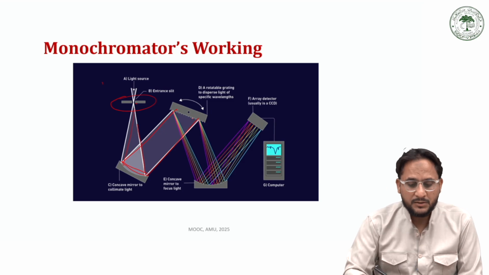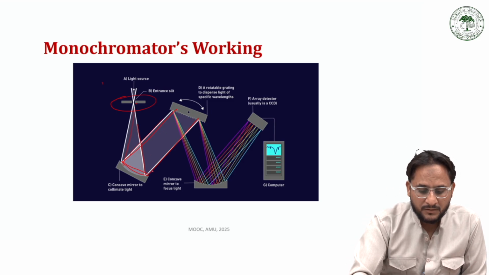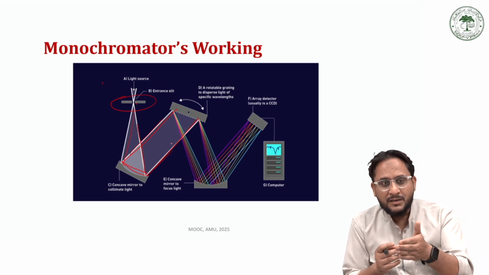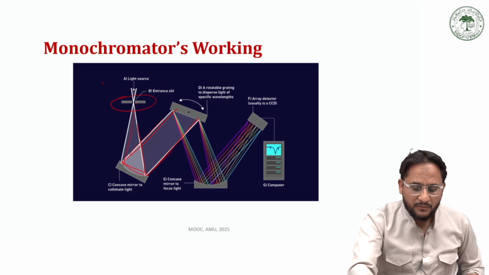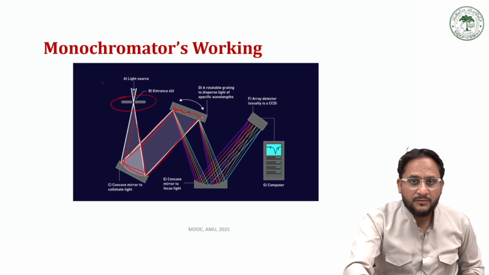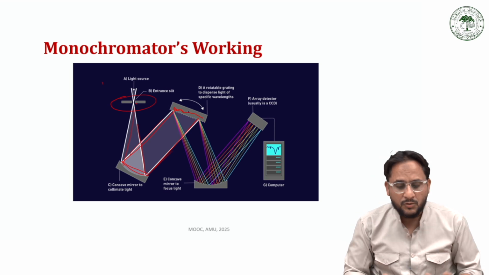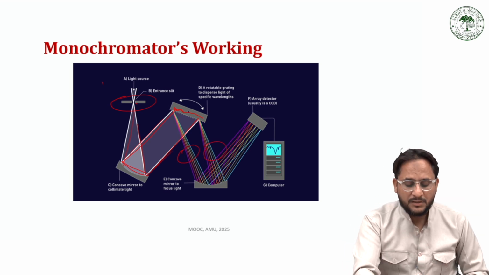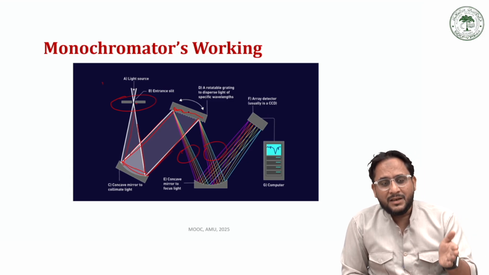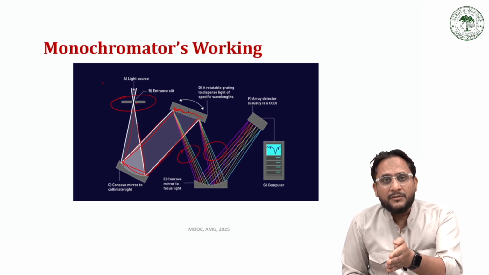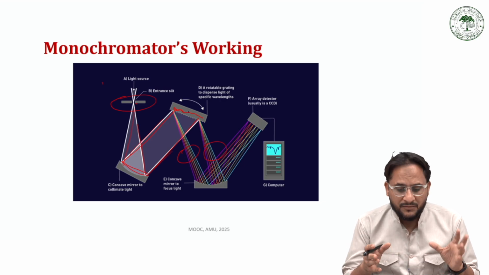A diffraction grating is used, which disperses this light into individual colors. You can see here we have these white lines. This shows that the white light of broad wavelength range is coming into the monochromator, and when it falls on the diffraction grating, it is reflected and dispersed into individual colors. You can see here the different color light radiations that are formed when the ordinary light is diffracted by the grating.